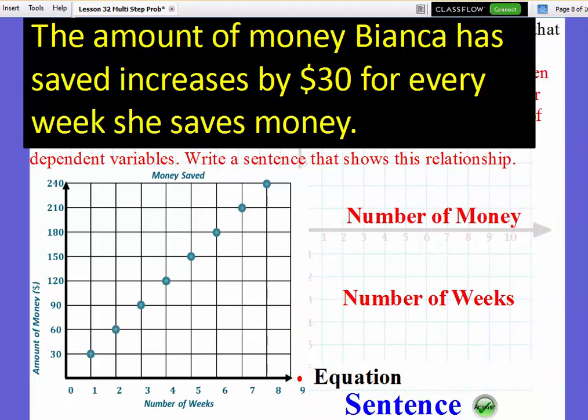The amount of money Bianca has saved increases by $30. So does it always increase by 30? Yeah, it always goes up by 30. And when does it go up by 30? Every week that she saves money. So it goes up by 30 every week. Is that true? Every week from 1 to 2, I went 1 week and then it increases by 30. Increased by 1 week, increased by 30. So it looks like our problem is correct.